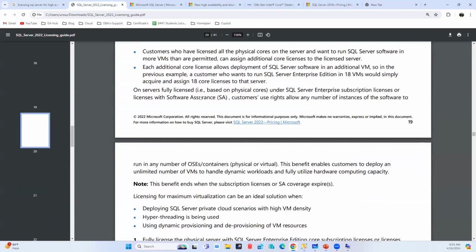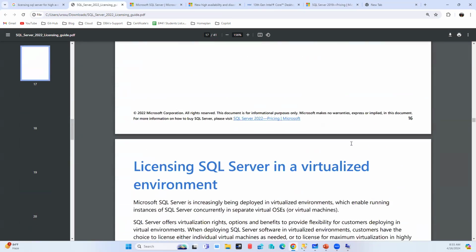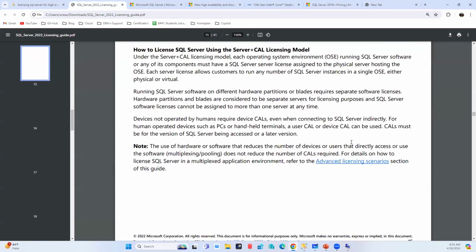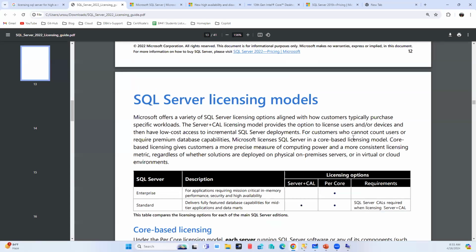What is the major benefit of a core-based license? Unlimited, sir. Unlimited connections. Unlimited users can try to connect to the SQL Server. But when you go for a Server plus CAL license, it's for a medium-scale application, sir.